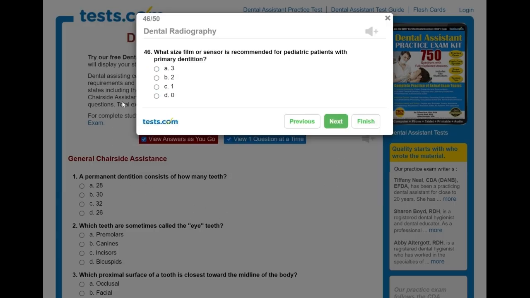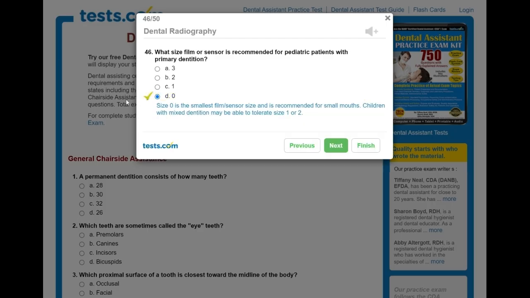Question 46. What size film or sensor is recommended for pediatric patients with primary dentition? A. 3. B. 2. C. 1. D. 0.